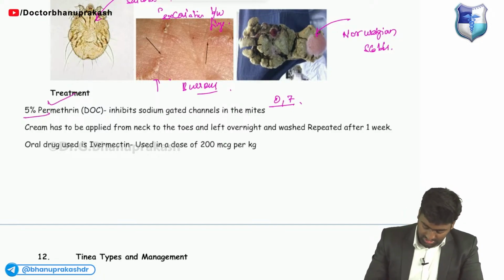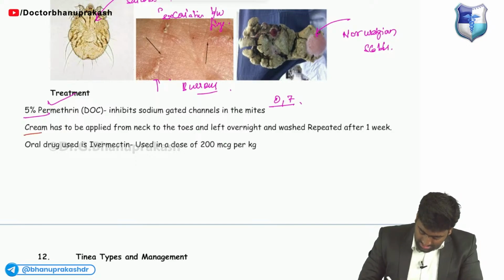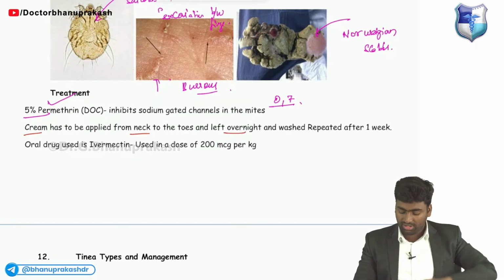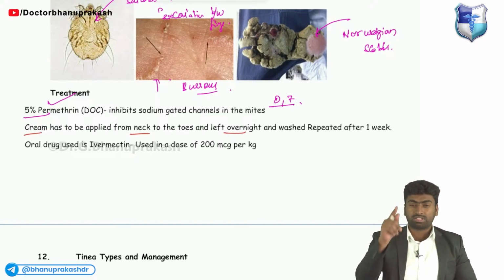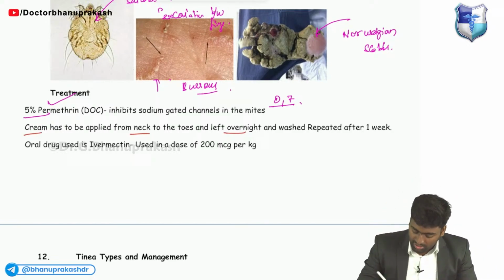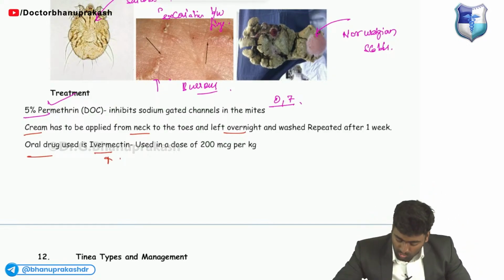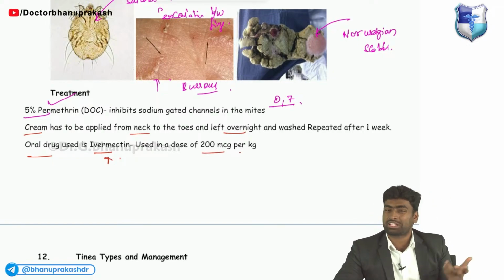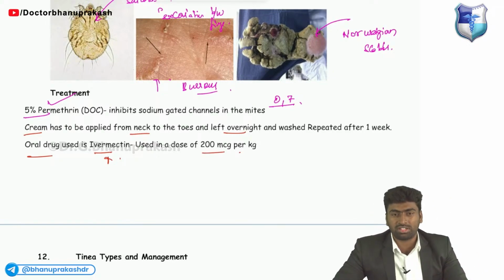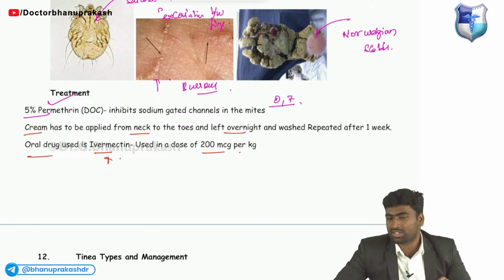Okay, just remember, for this we'll use 5% permethrin cream and also ivermectin as the oral drug of choice in case of severe disease. The cream has to be applied from neck to toes overnight, in the case of children as well, and it is repeated after the 0 and 7th day. And the oral drug ivermectin is used at 200 mcg per kg. Usually we'll give 6 to 12 mg based on the dose. If it is adults, we'll usually give 12 mg.